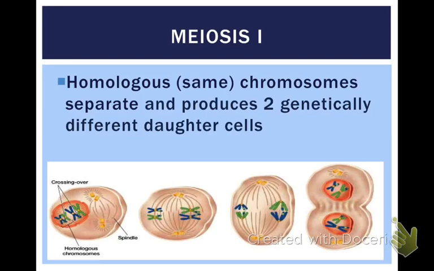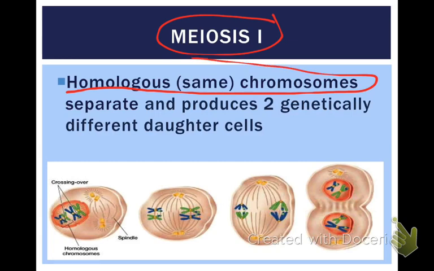Okay, so meiosis, like we said in class, is divided into two divisions. Remember, meiosis has two divisions. The cell divides two times. Mitosis divides only once, but meiosis is divided into meiosis 1 and meiosis 2. Right here, this one's describing meiosis 1. The general idea is that the homologous chromosomes, or same chromosomes, remember you get one from mom, one from dad, separate and make two genetically different daughter cells.